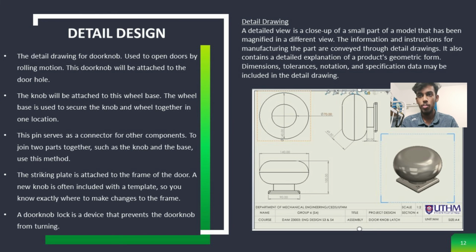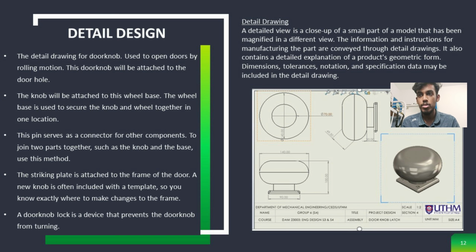Detailed drawing for doorknob. Used to open doors by rolling motion. This doorknob will be attached to the door hood. The knob will be attached to this wheelbase. The wheelbase is used to secure the knob and wheel together in one location. This pin serves as a connector for other components. To join two parts together, such as the knob and the base, use this method.